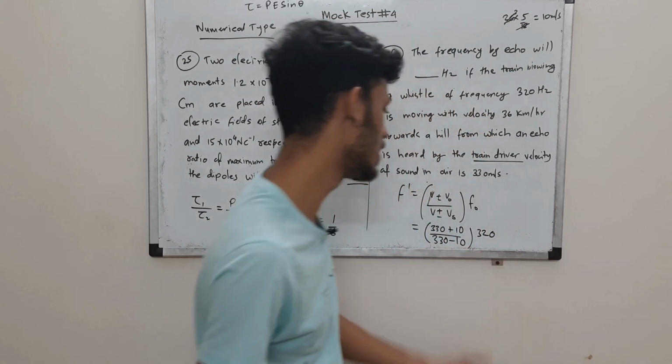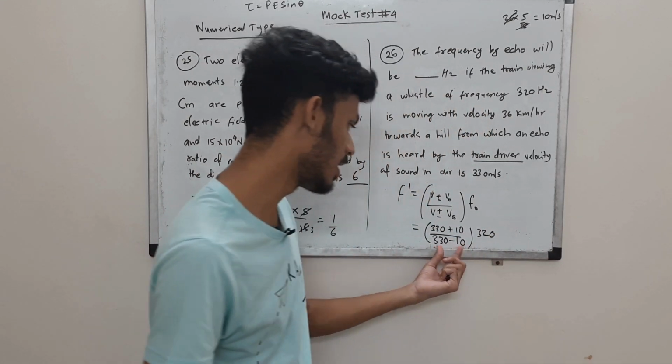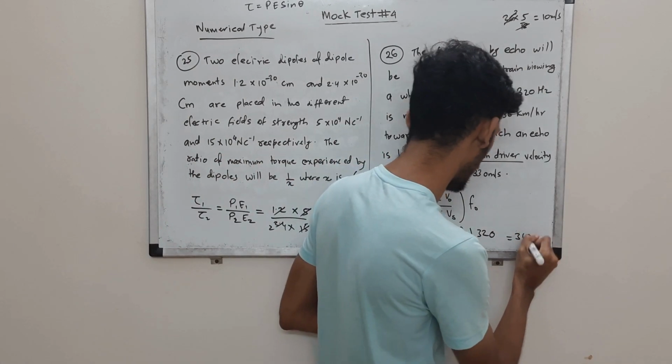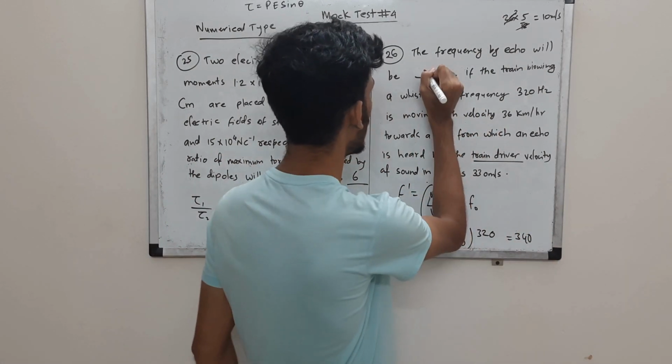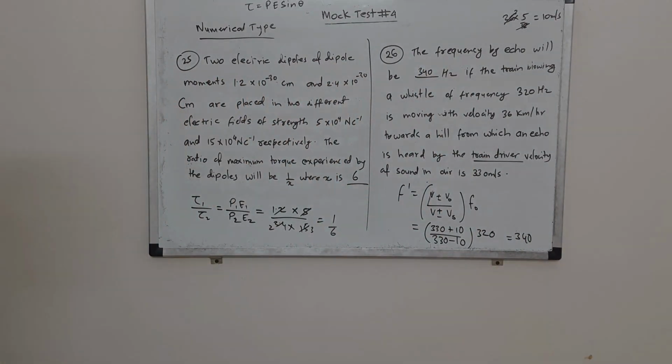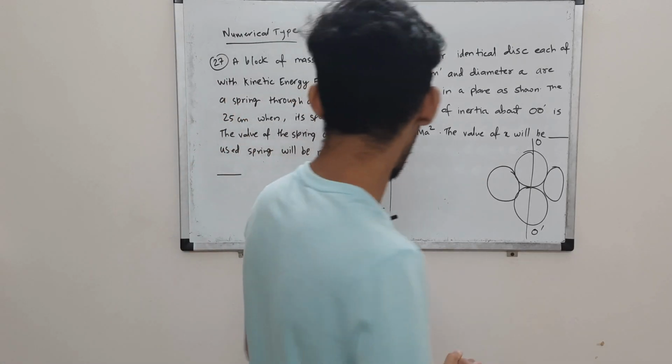And the original frequency is 320. So 320 will get cancelled, and you will be left with 330 plus 10, which is 340. So that's your answer. Over to the next question. Question 27 and 28 over here.